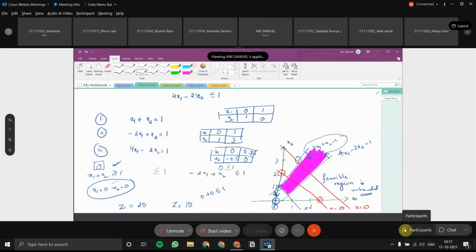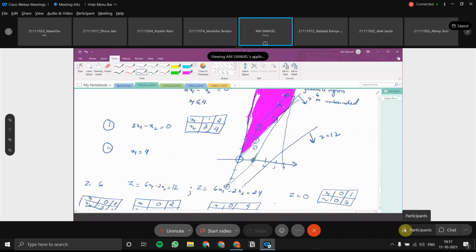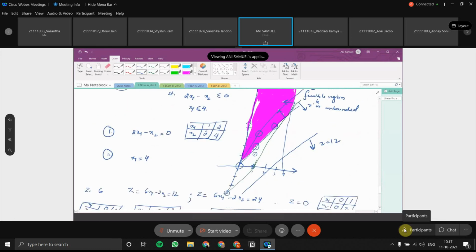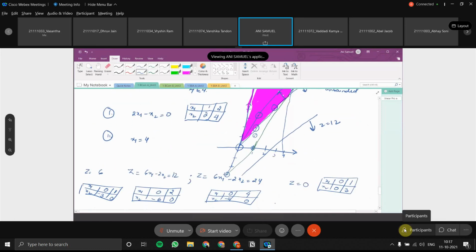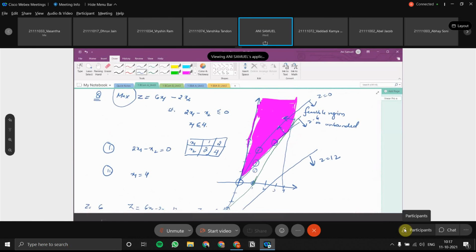You can take 0, 0 only when you don't have a line passing through it. See my one line here, which is passing through 0, 0: 2x1 minus x2 equal to 0. This line is passing through the origin. Since it is passing through the origin, you cannot take 0, 0. You have to take some other point. Only in conditions where your ax1 plus bx2 is equal to 0, you can take some other points and not the origin, because the line itself will pass through the origin.